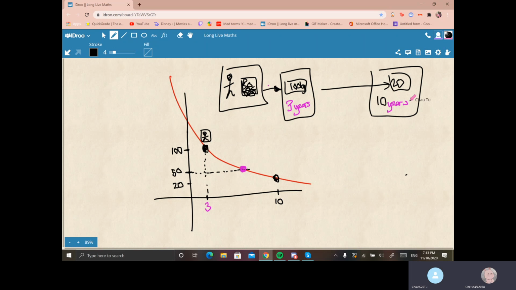What do I need to look at in this graph for me to obtain the half-life? Chelsea, how would you figure it out? What do I need to look at on this graph to obtain the half-life? Chelsea? Thinking.